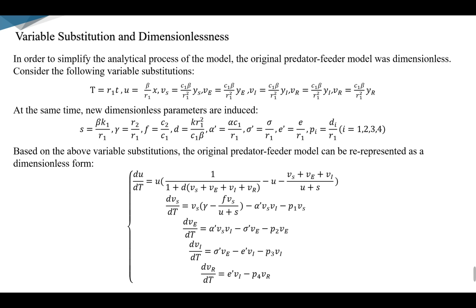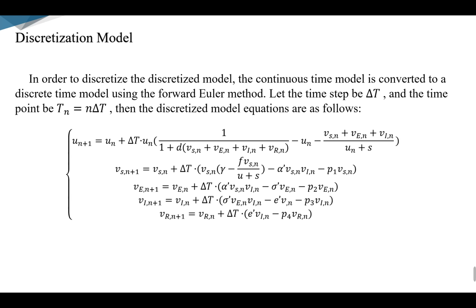In order to simplify the analytical process of the model, the original predator-prey model was made dimensionless. At the same time, new dimensionless parameters are introduced. Based on the above variable substitutions, the original predator-prey model can be represented in dimensionless form. In order to discretize the dimensionless model, the continuous time model is converted to a discrete time model by using the forward Euler method. Let the time step be delta t, and the time point be tn equals n delta t. Then the discretized model equations are shown as follows.